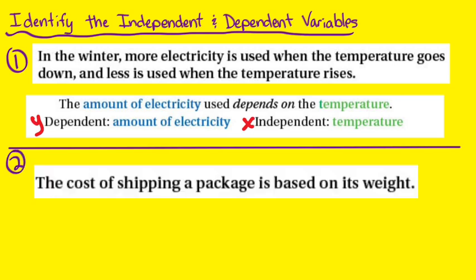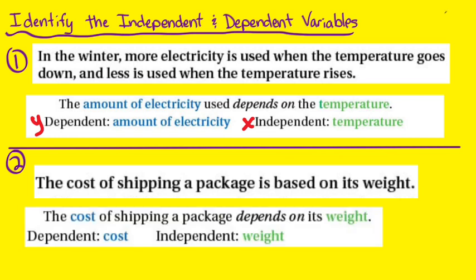Number 2, the cost of shipping a package is based on its weight. And we have talked about this so many times, and we will talk about this, but cost is always the y, and it's always dependent on the x. So we know the cost is going to be dependent on the weight of the package. The dependent variable, or y, is the cost, and the x, or independent variable, is the weight.